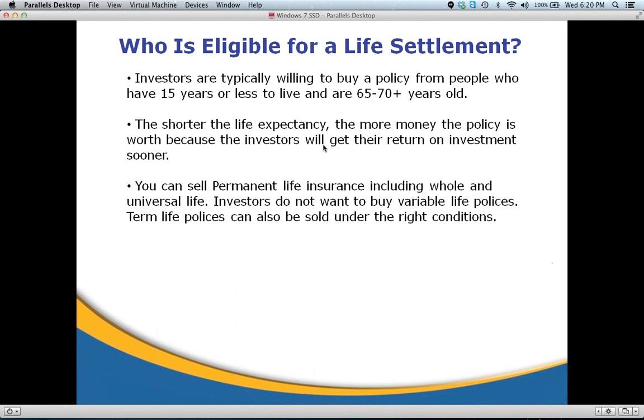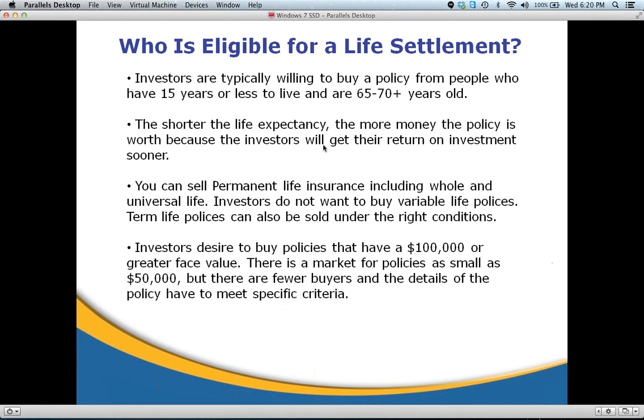You can sell permanent life insurance, including whole and universal life. Investors do not want to buy variable life insurance policies in most instances. Term life policies can also be sold under the right conditions. It just depends on the specifics of those policies, but term can be sold.